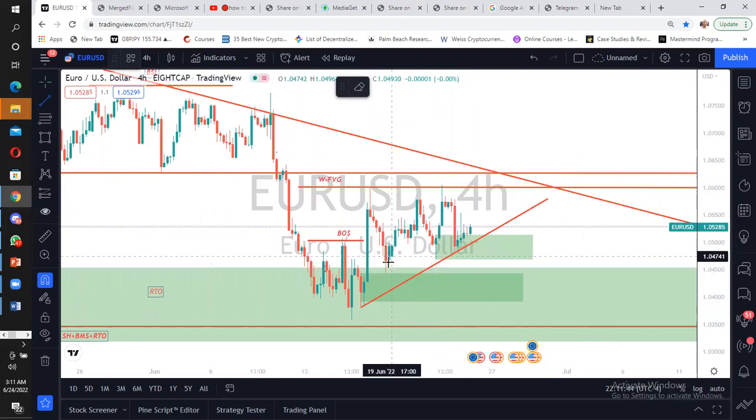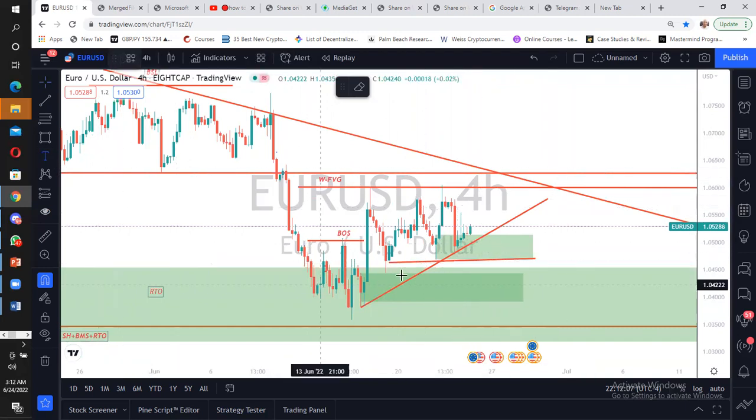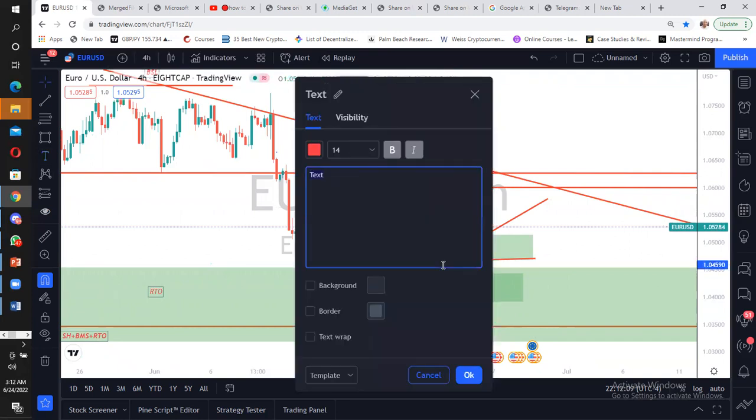This is a block. This level is a block. Right? This level here in the lower time frame is a block. So we'll have this. There's also a liquidity level here, which is the sell stop liquidity and the trend line liquidity.